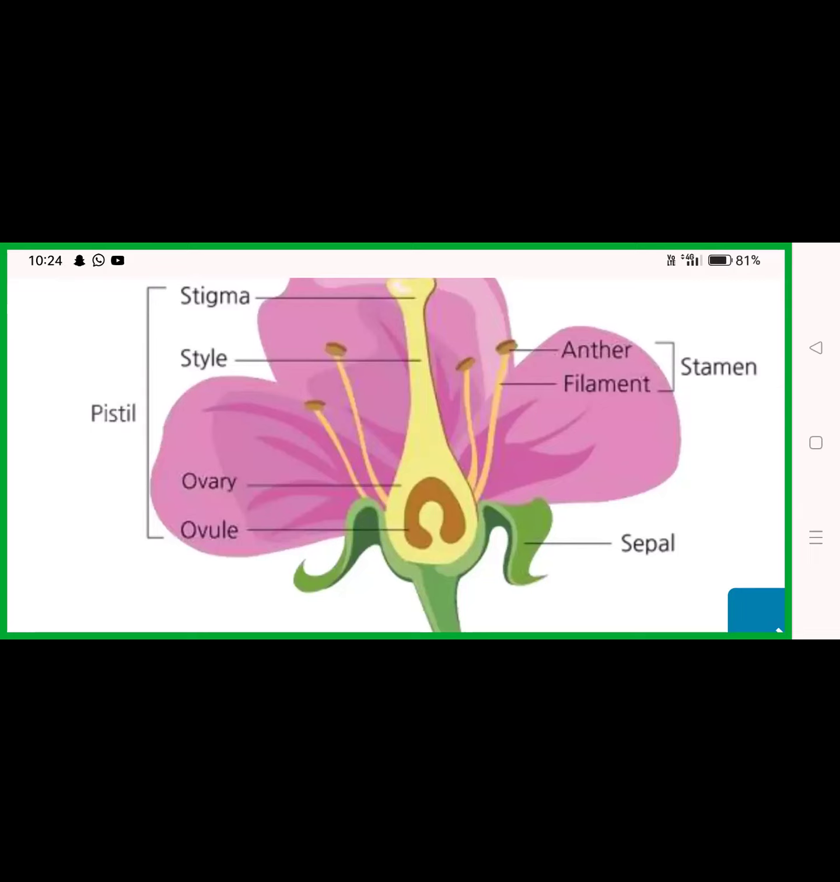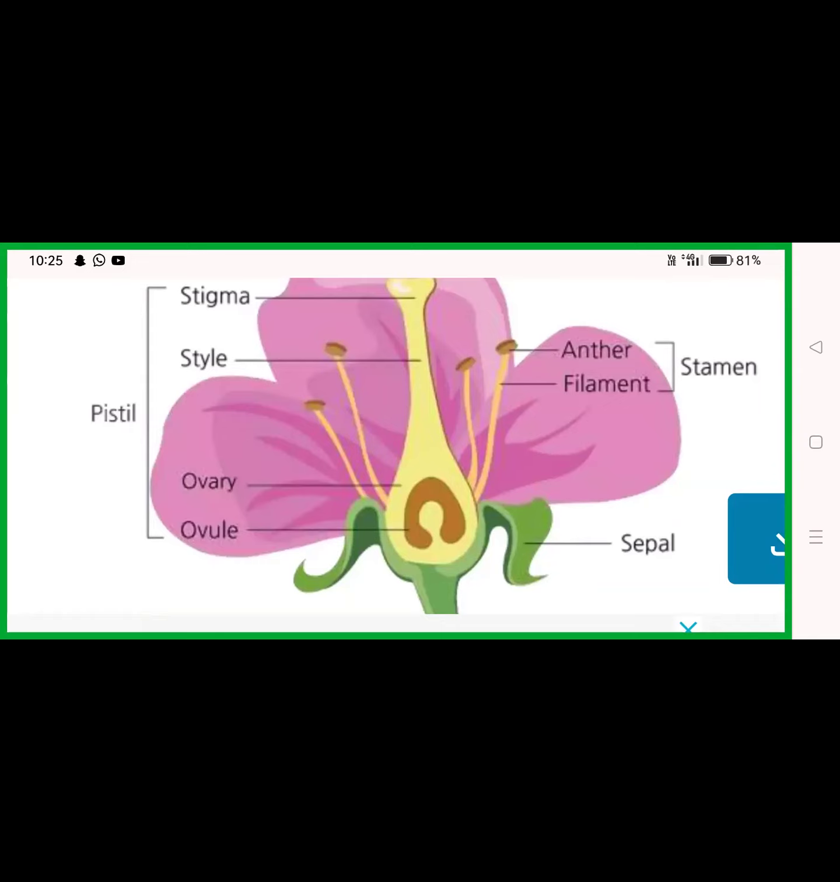First one is the microsporangium. Please note down some important points. What is a microsporangium? The sporangium inside which microspores, or pollen grains, are produced is known as the microsporangium. Typically an anther is four sporangiate. The sporangia which contain the pollen grains are called microsporangia. It's very simple.